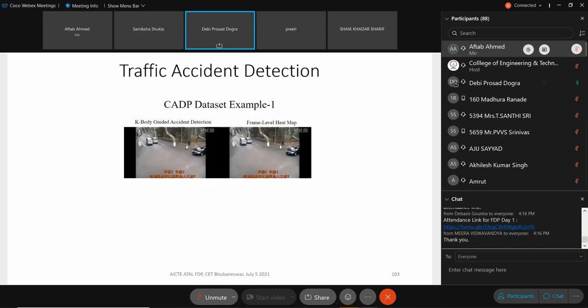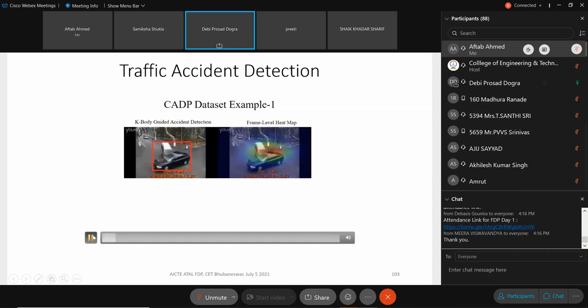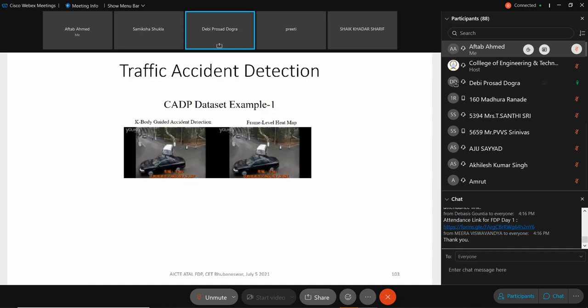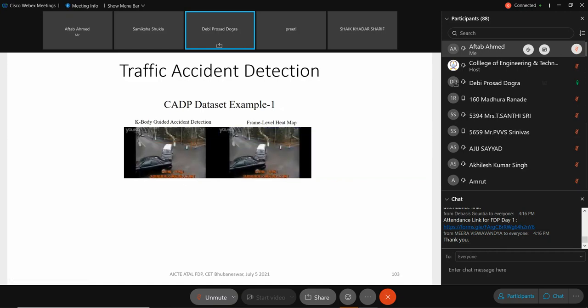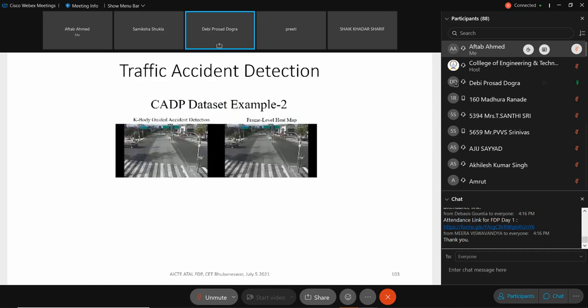For example, this is a video. I'll finish this presentation today with this video itself. You can see what we actually can do. This is an accident detection thing. You can see that we are able to detect the accident with the help of heat maps. You see the heat map is generated and the description will come at the end.